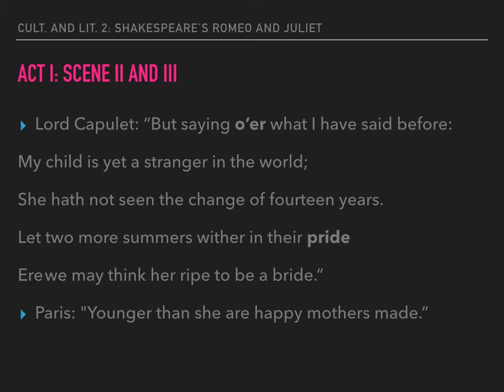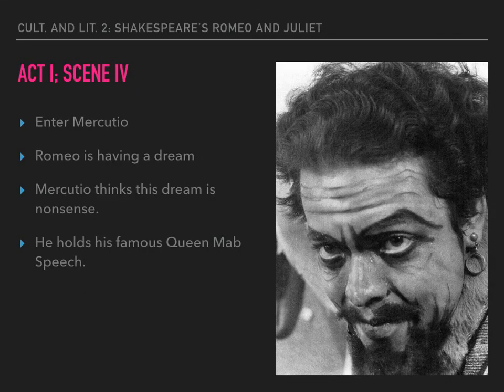In Scene 3, Lady Capulet and the nurse try to convince Juliet that she should fall in love with Paris, and this is all in preparation of a large party that's about to take place. Now, when we move on to Scene 4, we get Mercutio.